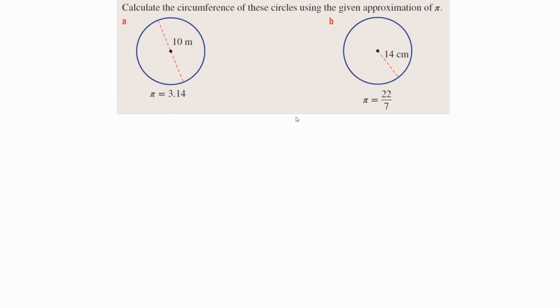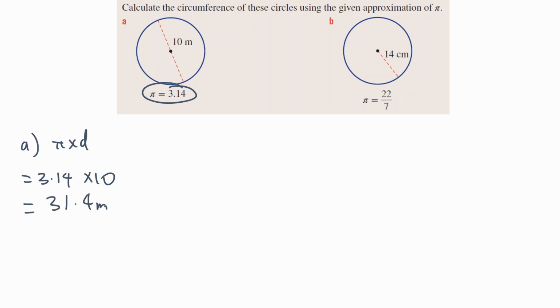Alright, now this time, instead of using the button pi on our calculators, we're going to use this approximation for pi. So it's pretty much the same thing, we're just putting something different into our calculator. So same formula, this one's using the diameter, so circumference will be pi times d. And that will give me 3.14, because we're using 3.14 here, times 10. And you should be able to do this without your calculator, and that gives you 31.4 meters there.